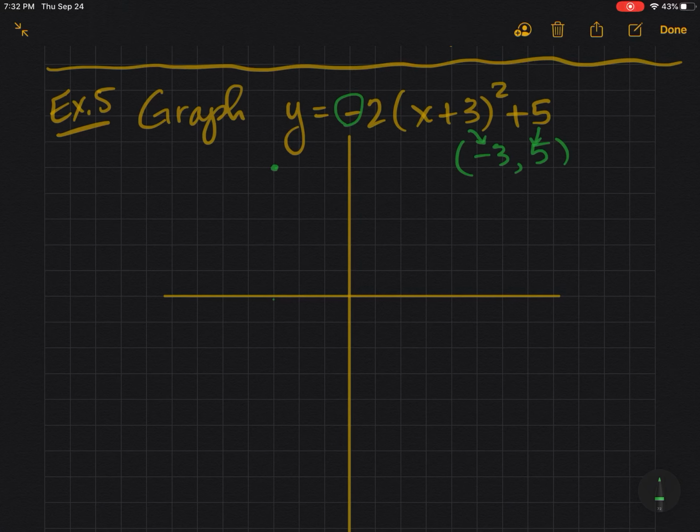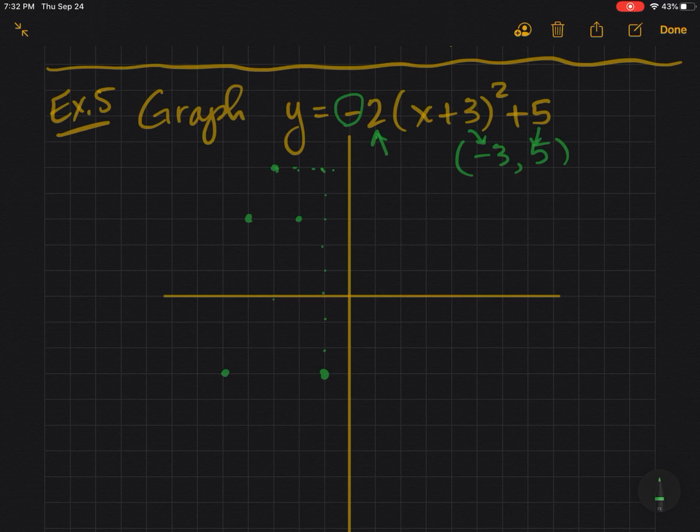So I know it's opening downward. So I'm going to say 1 squared is 1, but I'm going to double it to 2. And I'm going to do that on both sides. 2 squared is 4, but double the 4. So 1, 2, 3, 4, 5, 6, 7, 8. And I do that on both sides.